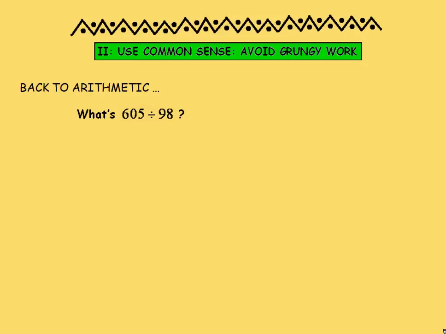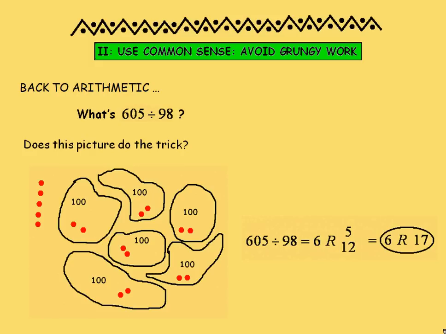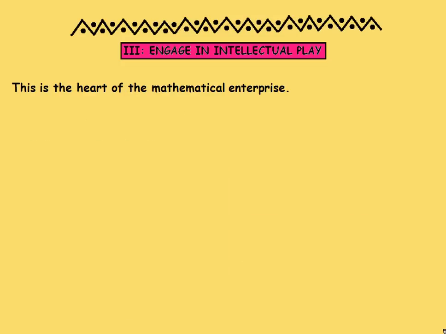Back to arithmetic. What's 605 divided by 98? Well, I'm going to avoid grungy work, and go back to principle number 1: visualize, think of a picture. Tell me, what do you think of this picture? Does it do the trick for you? Again, I'm pausing. Can you see what I'm doing? 605 divided by 98. I kind of like that. I can see the answer is that it goes in 6 times with 5 dots left over and 2 dots left over 6 times as well. Voila, the answer must be 6 with a remainder of 17. I love that. I think it's cool.